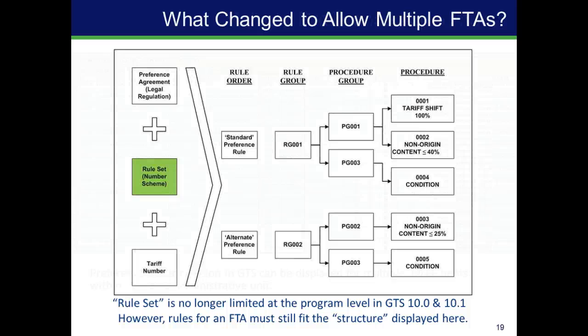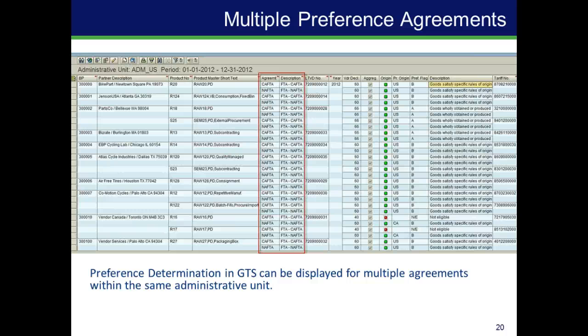You can see that the preference determination in GTS can be displayed for multiple agreements within the same admin unit. This is how the process, while remaining the same for vendor declaration maintenance, now adds an additional layer where you can see the breakdown between agreements. You can see here qualification for CAFTA versus NAFTA for a given product, and the aggregation has occurred, and you've got separate results. You can also maintain differing results. For example, down below, one item could be not qualified and the other could be.